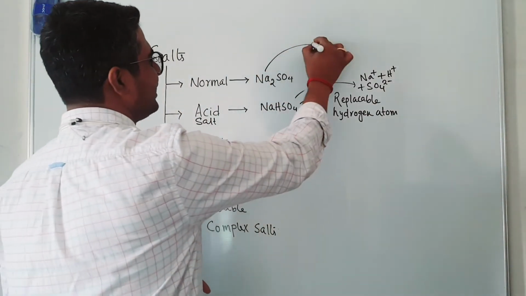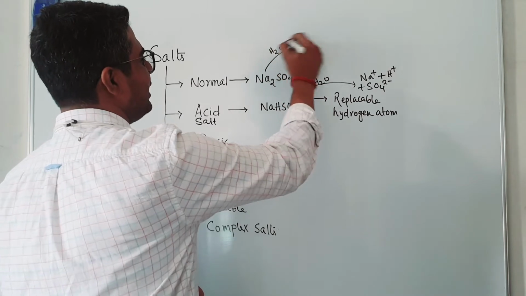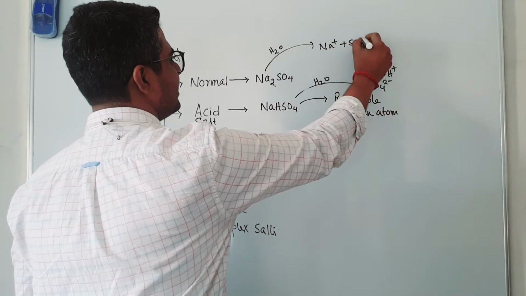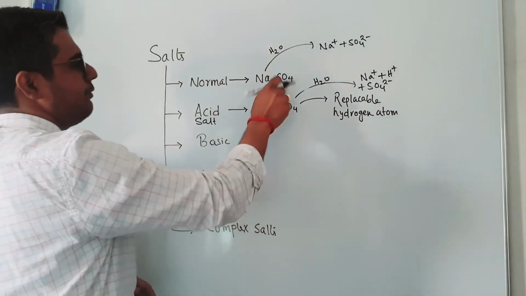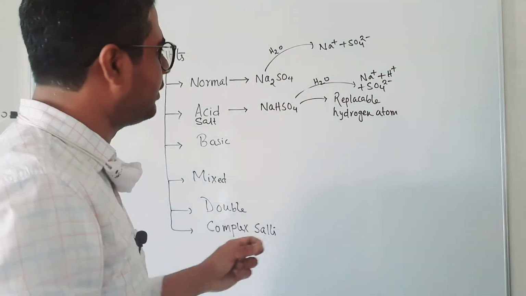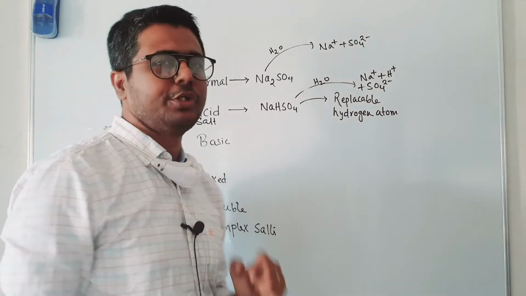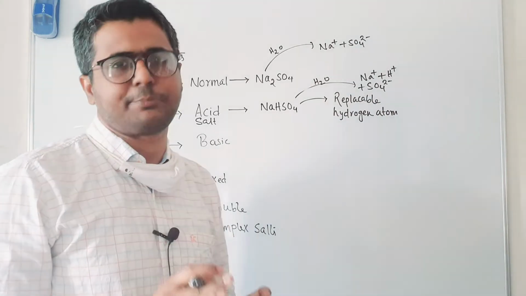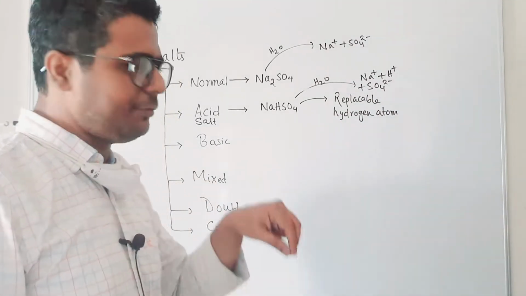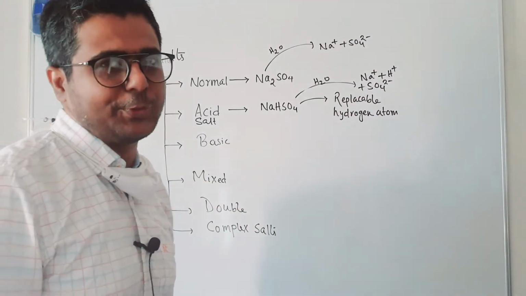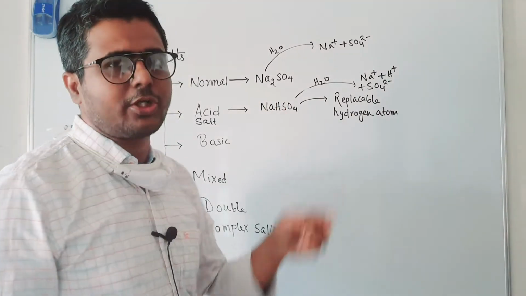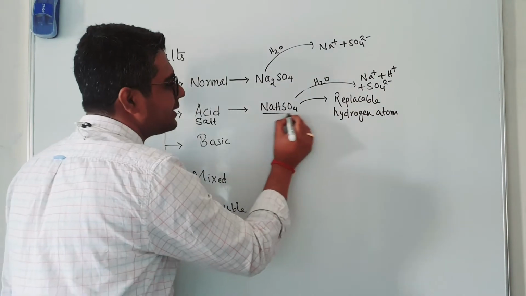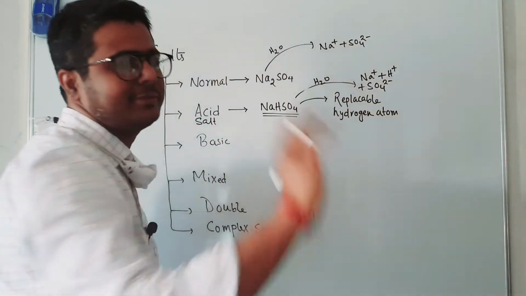When you put this one into water, definitely it will give you Na+ and SO4 2-. It is not going to give any hydrogen ion on its own, right? So this is a normal salt. This does not have any acidic property. Later on you will learn that if you put it in water, it may act as an acid also, but not in this case, not in this salt specifically. But in this one, definitely from this salt itself, one hydrogen ion is given out.